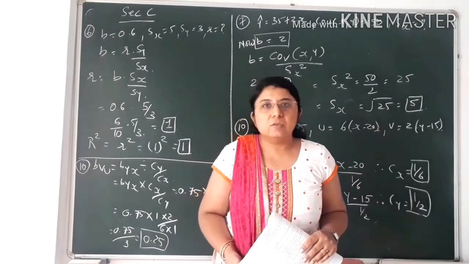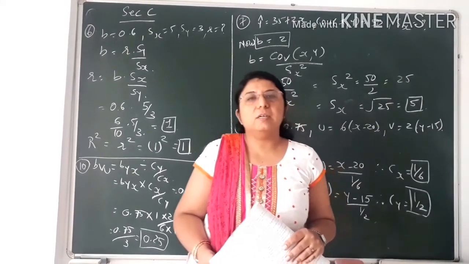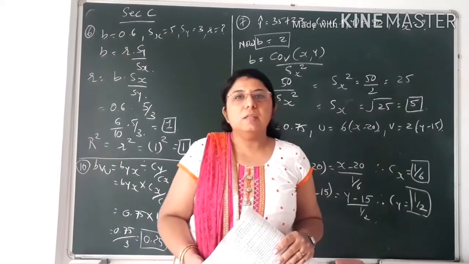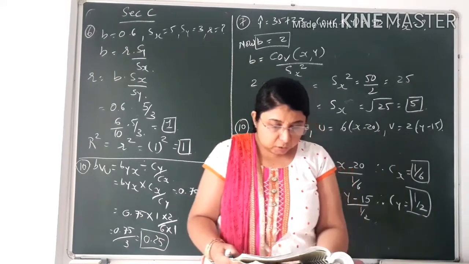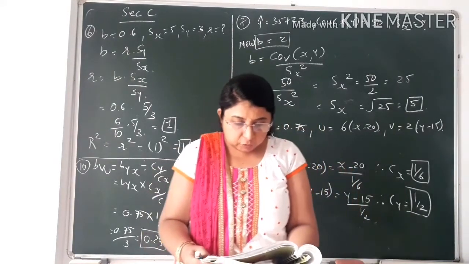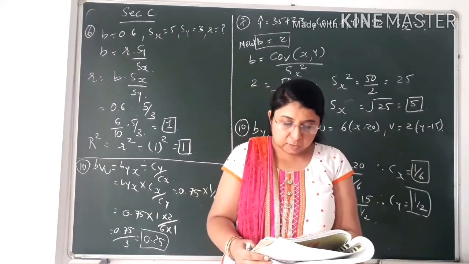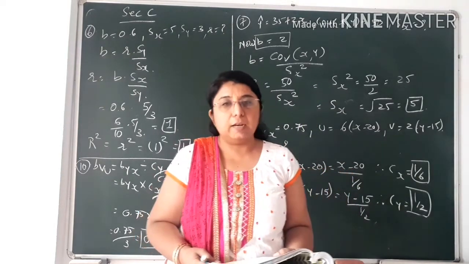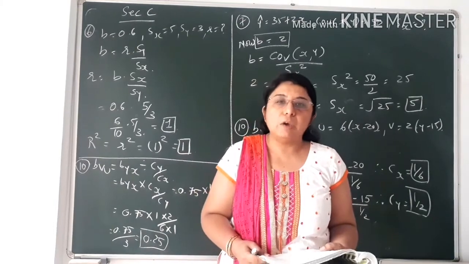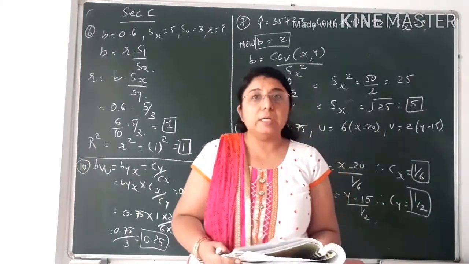Today I have selected three sums that are different from the sums till now. That is question number 6 first of all that we are referring. Reading the question, if the regression coefficient of the regression line of y on x is 0.6, it means the regression line of y on x is given to you as 0.6.